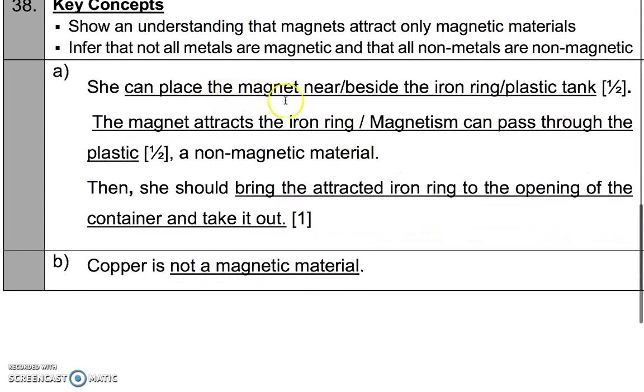So she can place the magnet or the bar near the iron ring or beside the plastic tank, and the magnet will attract the iron ring, and then she can bring the attracted iron ring to the opening of the container and remove it. Okay?